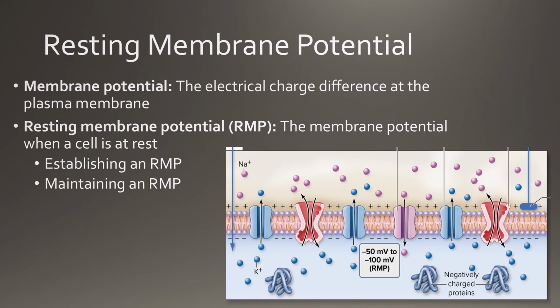Potassium is crucial for establishing resting membrane potential. Potassium ions exit the cell through leak channels, moving from the cytosol to the interstitial fluid, leaving the inside of the cell more negatively charged. Sodium ions enter the cell through leak channels driven by both chemical and electrical gradients, moving from the interstitial fluid into the cytosol.